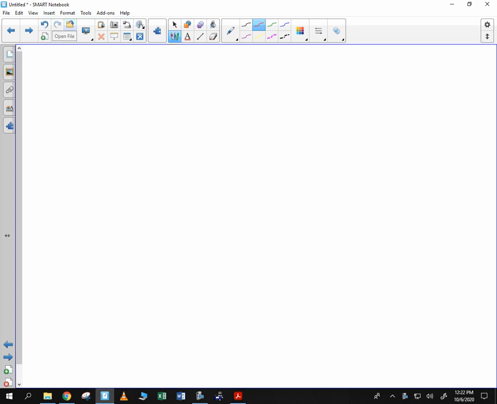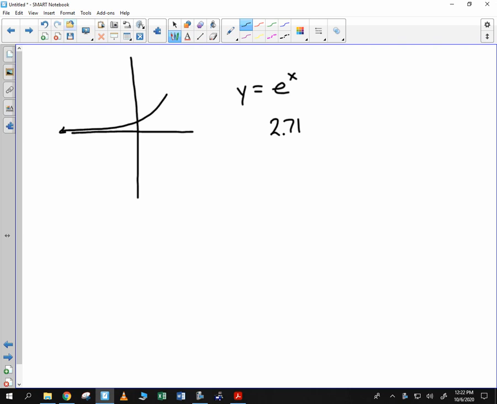You had a very poor trig teacher last year who didn't teach you anything. Sorry about that. But let's just kind of remind you what that is. If you look at the graph of y is equal to e to the x, e is simply a number, say 2.71. And if you look at an exponential function, it has this type of a graph.